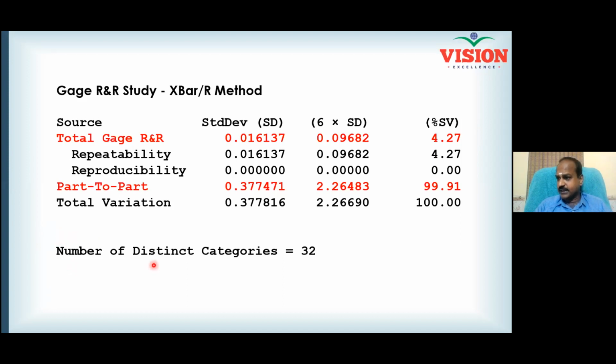This is otherwise shortly called as NDC. This NDC should be minimum 5. It should be 5 and above to say your measurement system is strong enough, to say your data is credible. So what is this NDC? How to generate these graphs and reports, how to read them, we will see it after the lunch.